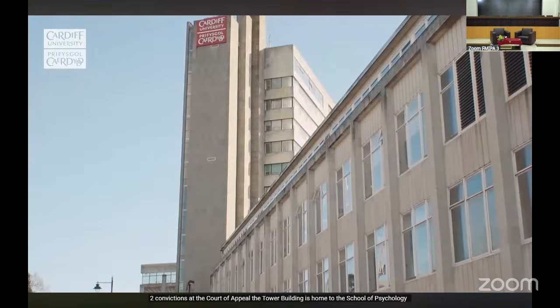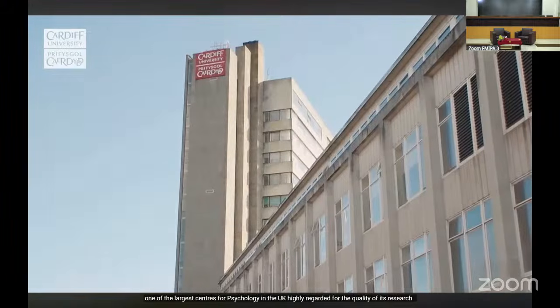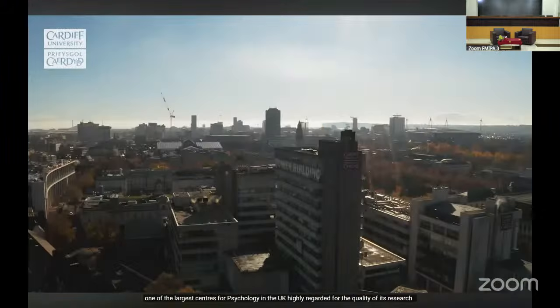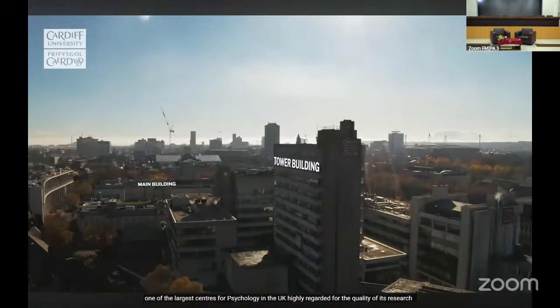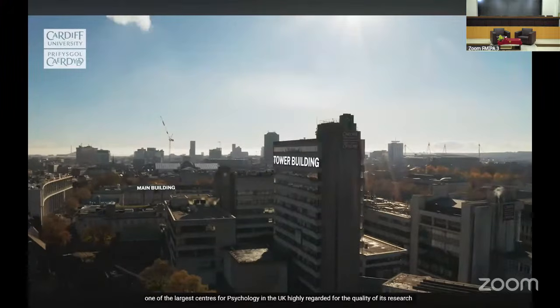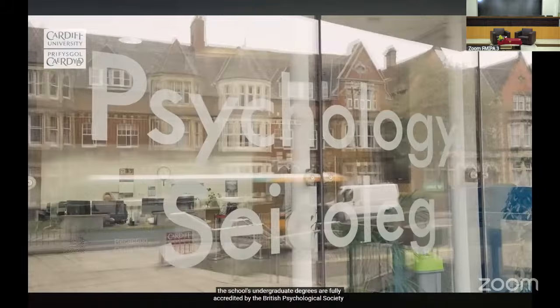The Tower Building is home to the School of Psychology, one of the largest centres for psychology in the UK, highly regarded for the quality of its research. The school's undergraduate degrees are fully accredited by the British Psychological Society.